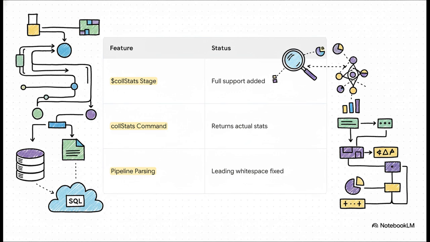The new version added full support for $collStats. Now, that might sound obscure, but it's an aggregation stage that gives you statistics about your collections. This isn't a headline feature, but supporting it shows a real commitment to making even the administrative and diagnostic parts of the MongoDB API work just like you'd expect.